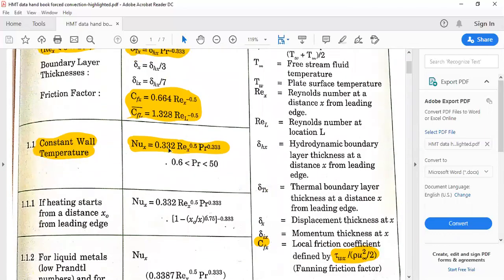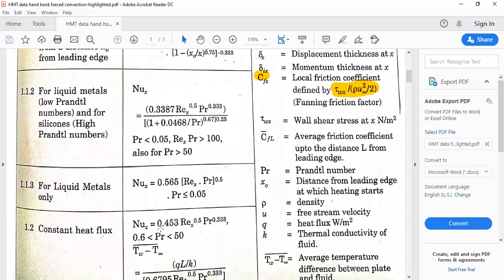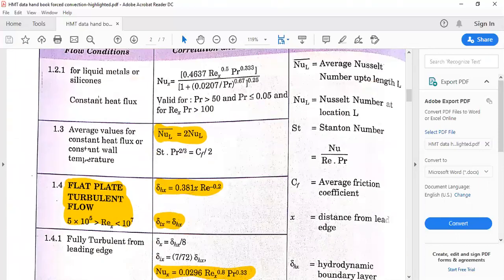See here it is 0.332 into Rex power 0.5. This is the Nusselt number at a particular distance x. If you want the average from the leading edge to this point, then you have to just multiply by 2. So you'll get it as 0.664 Re power 0.5 into Pr power 0.33. So these are the formulas generally used for laminar flows.